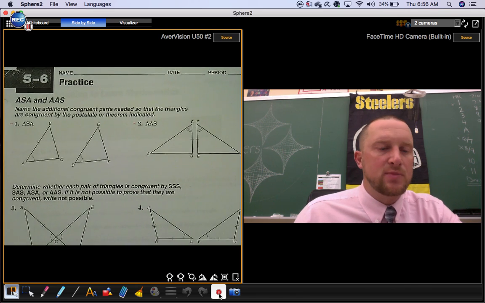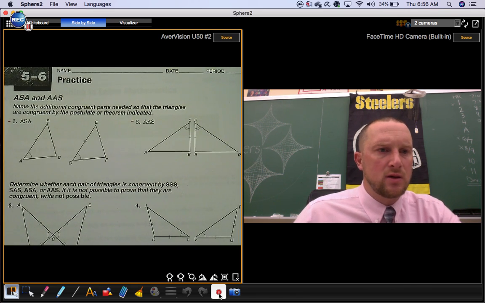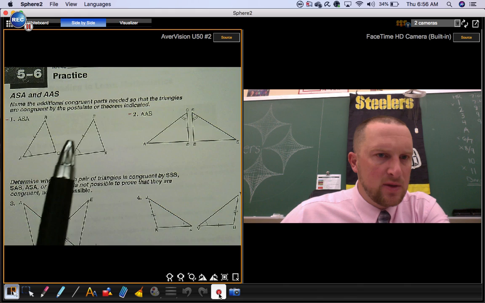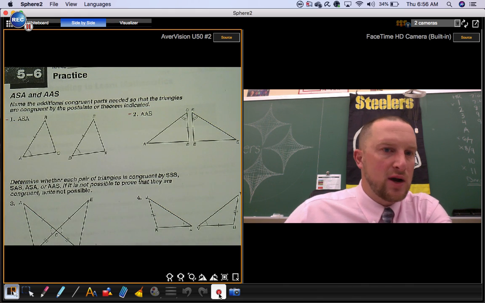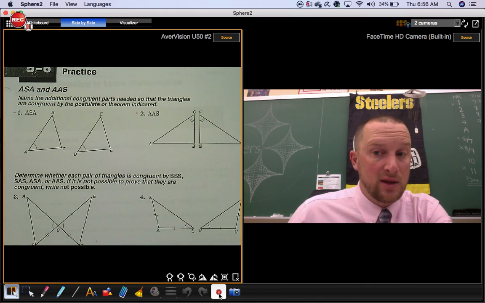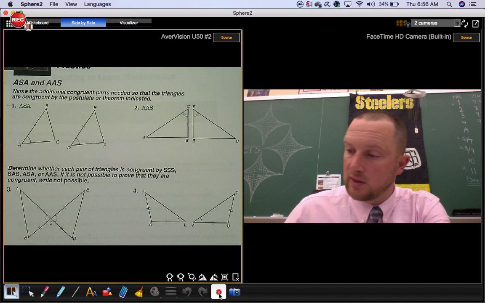This is the practice page for section 5.6. In this first exercise, we're going to name the additional congruent parts needed so that the triangles are congruent by the postulate or theorem indicated. So we did this in our last video.